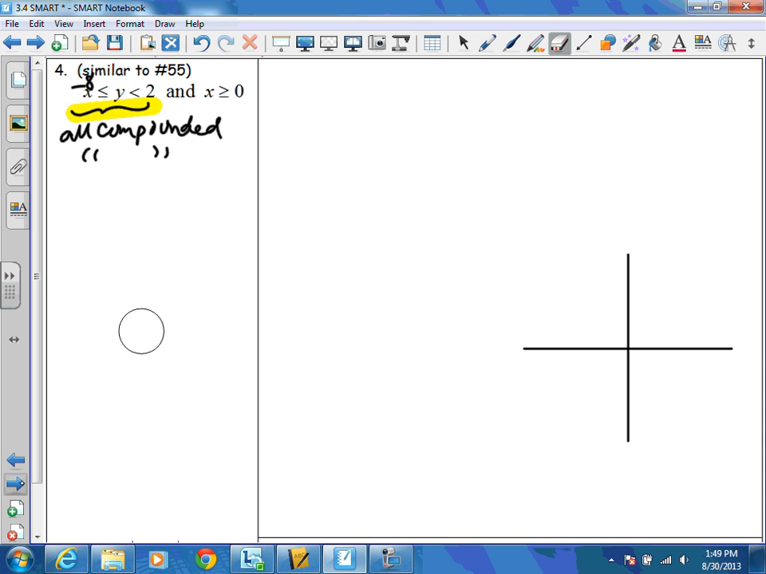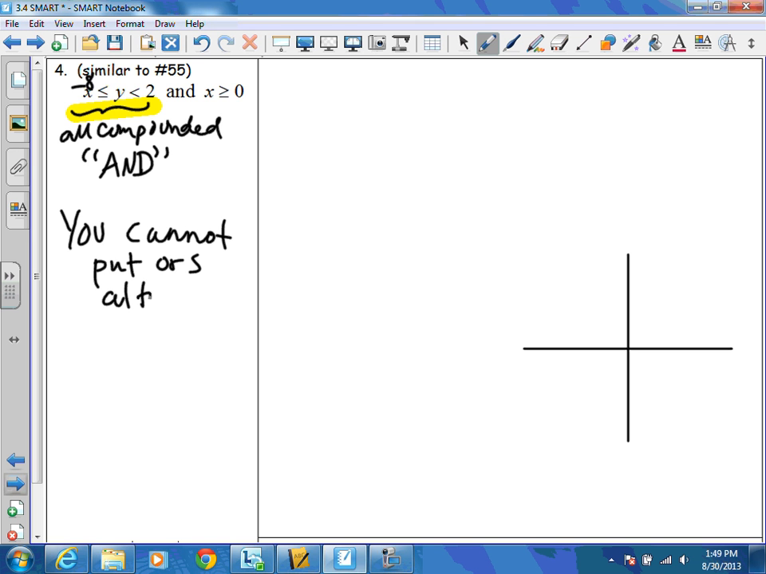It's an and. So when it's all compounded together, the only thing that you can put all together is an and. You cannot put ors all together. You cannot compound the ors. You can only compound the ands. So when you see this all together, you need to think and. So as I go pull this apart, I'm going to write the first one. And then I'm going to write the word and. Then I can write the next one. And then I can continue with what it says.